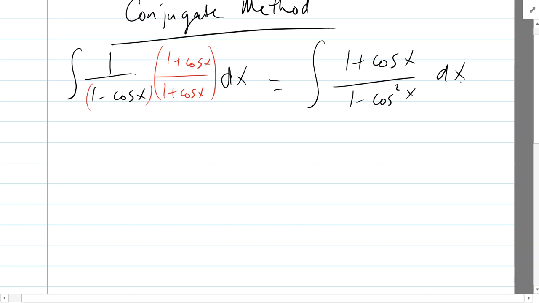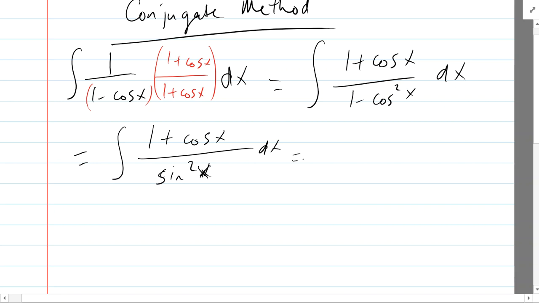Wait a minute. What is 1 minus cosine squared of x? Sine squared of x. It is. So this becomes the integral of 1 plus cosine of x over sine squared of x dx. Still not there yet. I got to do one more little subtle thing. Can I break this into two fractions? Been doing that to you for a while. Becomes the integral of 1 over sine squared x dx plus the integral of cosine x over sine squared x dx. I'm breaking it into two because they're different techniques, aren't they? I'm going to have to do different things to each part.